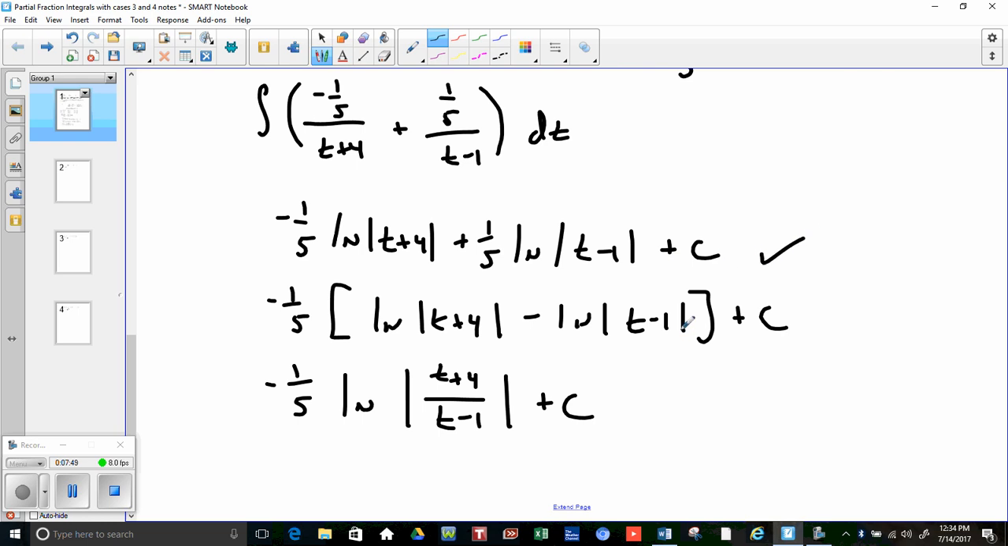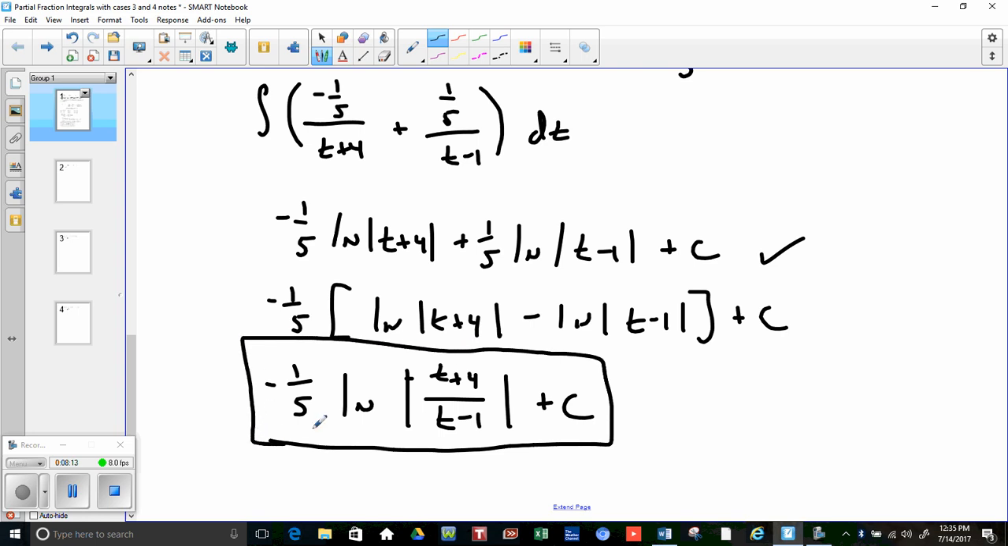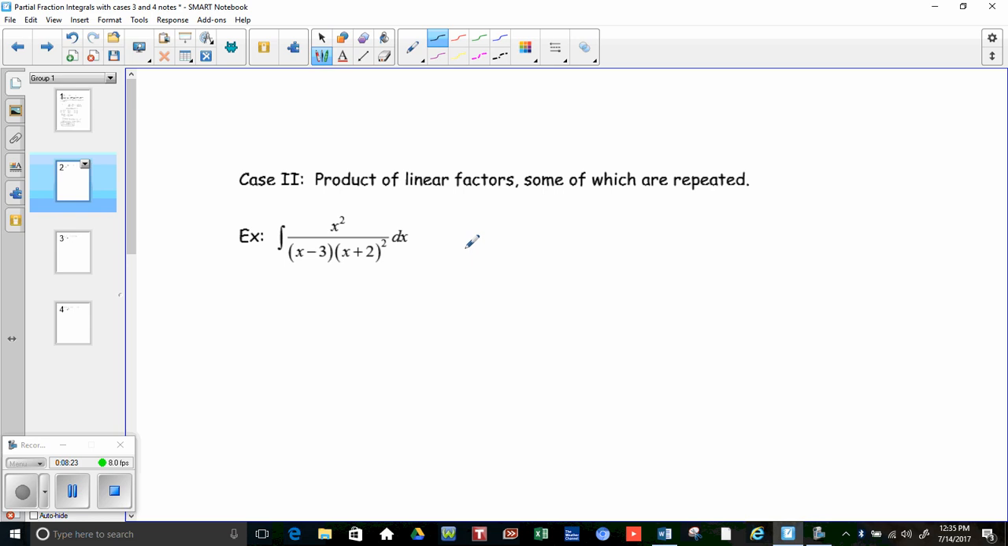This is the answer. However, getting it into this form is something you'd have to do in order to possibly take a limit of this thing at a later time. And that played a part, I believe, in some of the series material that you would have dealt with. All right, in this case, this one is our final answer. Either one of these two is still correct, but this is probably the most common way that you would see it. All right. Case number 2.